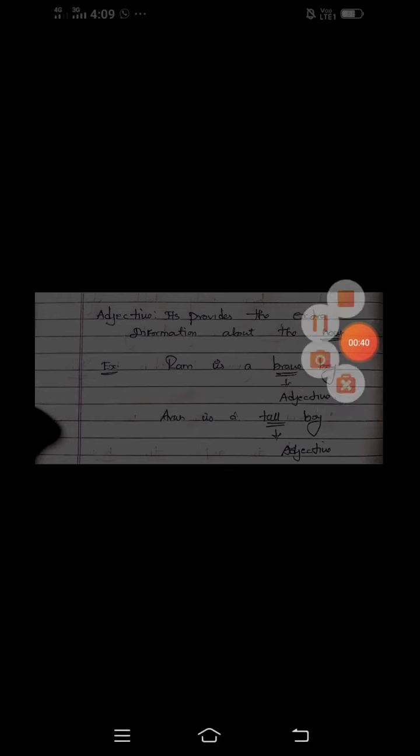Same like that, see the second sentence, Arun is a tall boy. Here, tall is an adjective because tall is the extra information about Arun, right? That is the noun. Arun is a tall boy. So the adjective provides extra information about the noun. So in these two sentences, brave is the extra information about Ram and tall is the extra information about Arun. So this is an adjective, right?